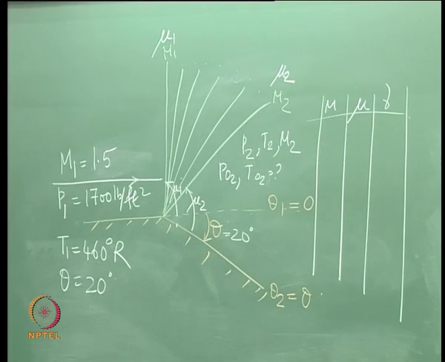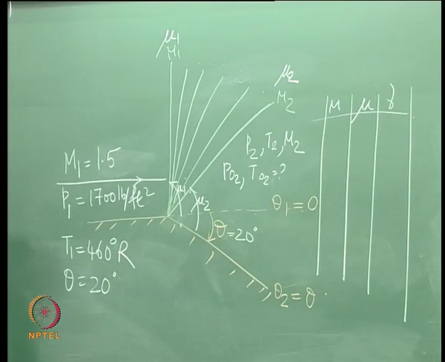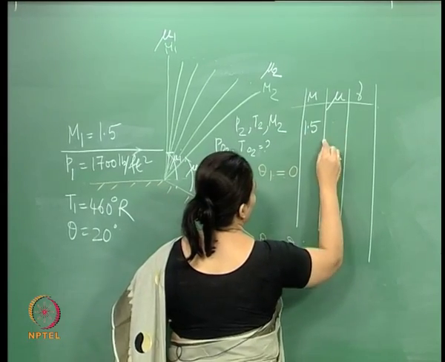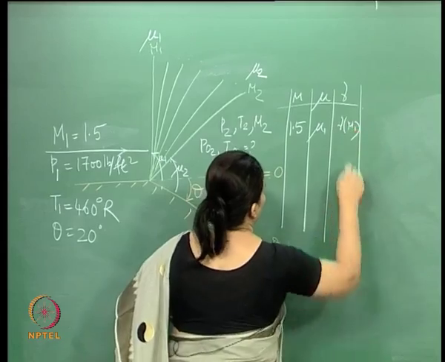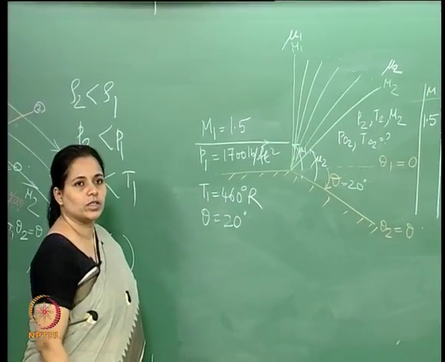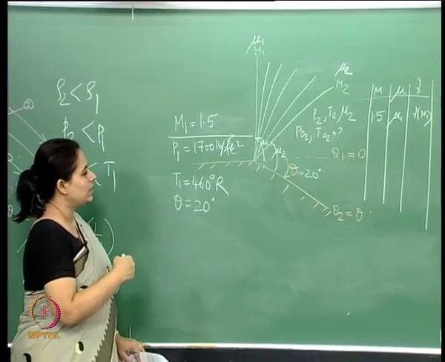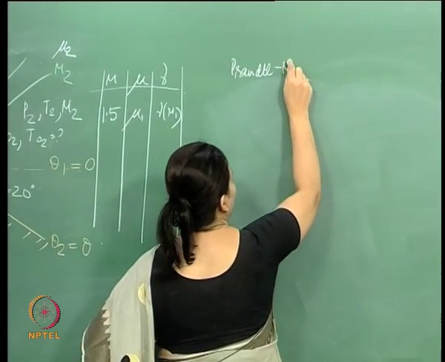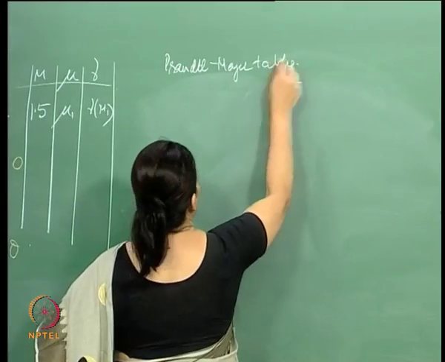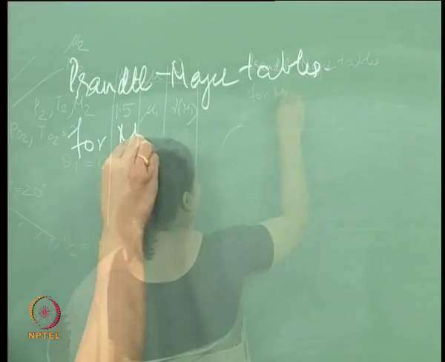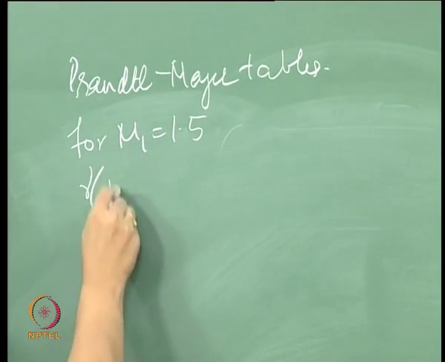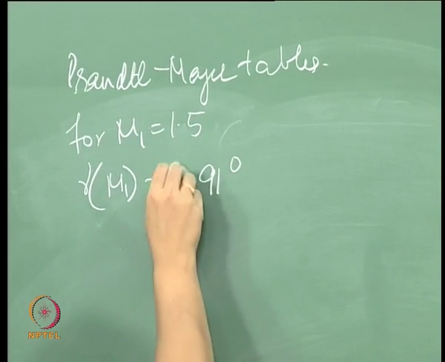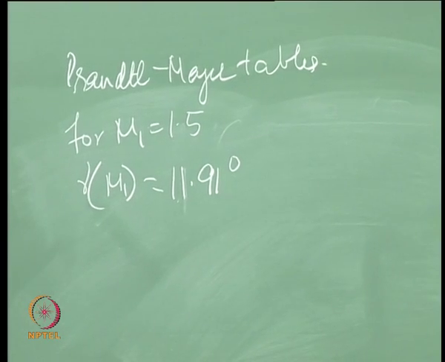So how do we go about this? For Mach number 1.5, go to your charts and you can get nu1 and mu1 right away. Let us go step by step. First step: Prandtl-Meyer, go to the tables. For M1 equal to 1.5, you get the corresponding Prandtl-Meyer function to be 11.91 degrees, which is around 12 degrees.